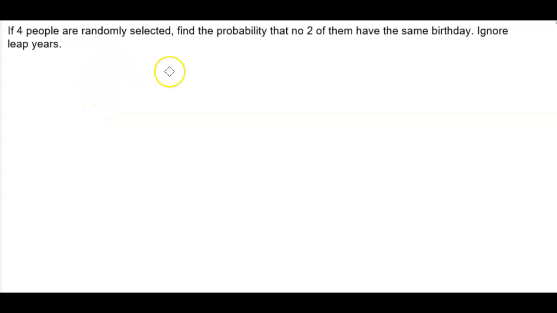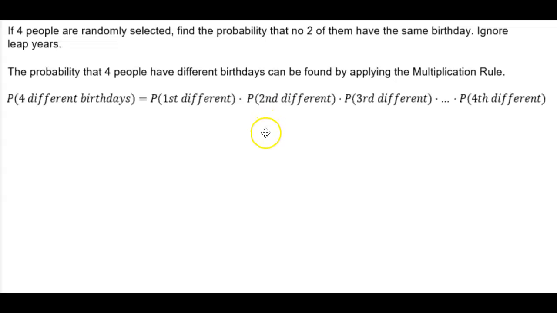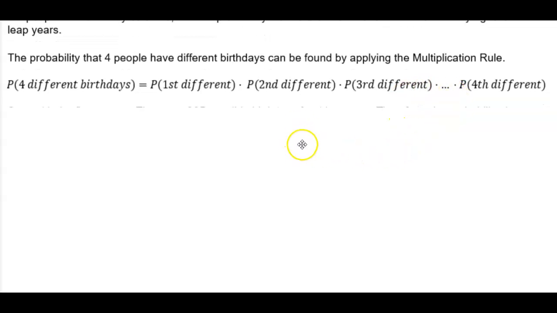If 4 people are randomly selected, find the probability that no 2 of them have the same birthday, and ignore leap years. The probability that 4 people have different birthdays can be found by applying the multiplication rule. We would say the probability of 4 different birthdays equals the probability of the first different, times the probability of the second different, times the probability of the third different, times the probability of the fourth different.